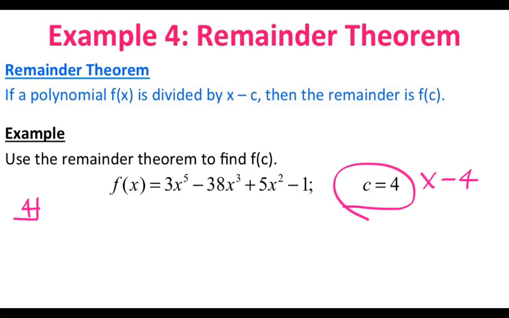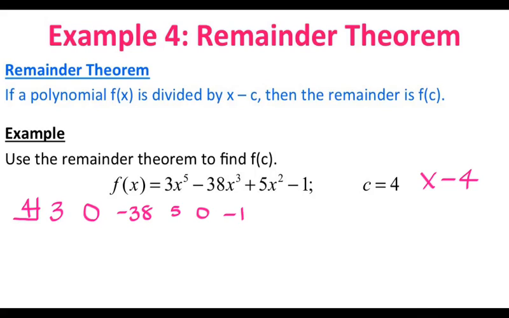The c is what goes in the box. If I give you the factor, a linear function, and you're dividing by that, you always use the opposite of that number. So I have my 4. I'm going to list out my polynomial coefficients: 3x to the 5th, missing an x to the 4th, so that's a 0, minus 38x cubed, 5x squared, 0x, and minus 1. Leave some space, draw my line, and put my remainder box.